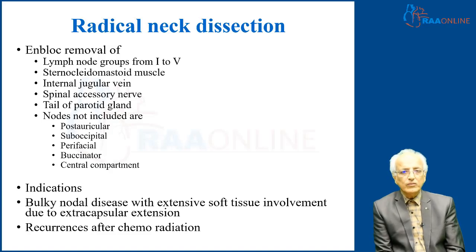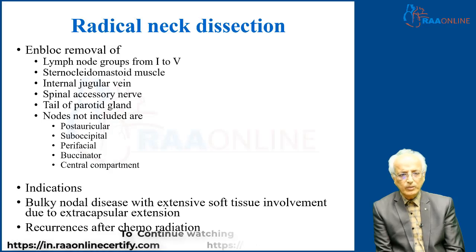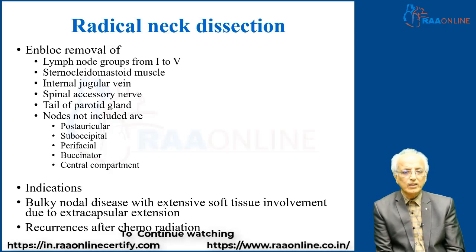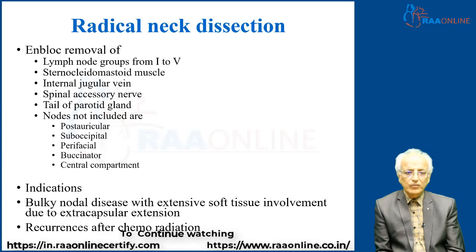So where is the indication for radical neck dissection? Bulky nodal disease with extensive soft tissue involvement due to extracapsular extension. It is often done for recurrence after chemoradiation.